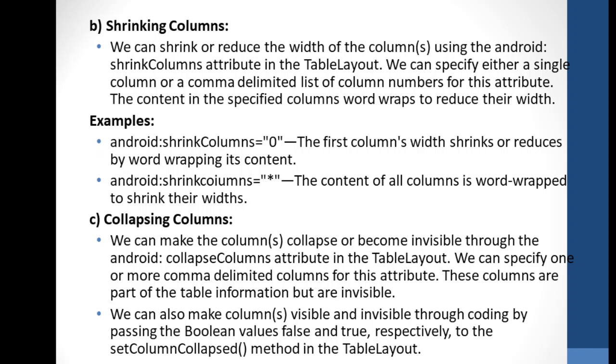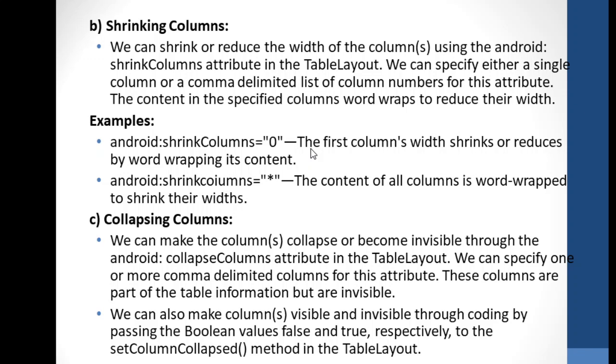But when we go with the description, the first column width shrinks or reduces by word wrapping its contents. Then I can shrink the column width up to wrap the content, and then the remaining space is adjusted to the other column. In this way I can shrink the columns also. And next, collapsing the columns.